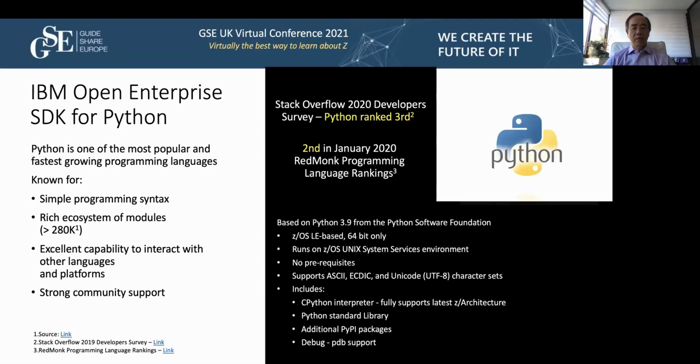There's a lot of usage to Python. So our Python implementation is based on Python version 3.9 from the Python Software Foundation. Because Python is mostly a C application, it is z/OS LE based. It is 64-bit only. It runs on USS. It doesn't have any prerequisites. You can install Python pretty independently, and it supports ASCII, EBCDIC, and UTF-8 character sets.